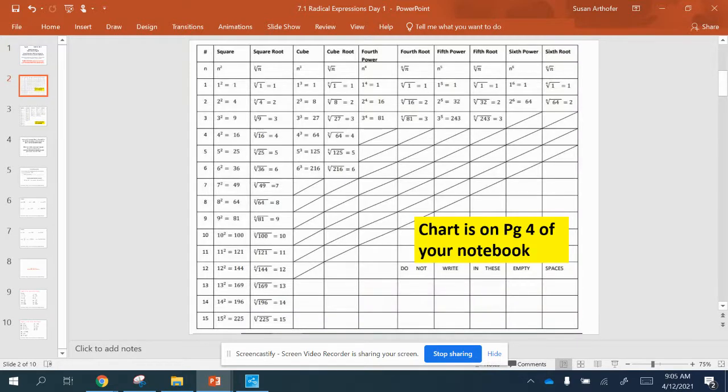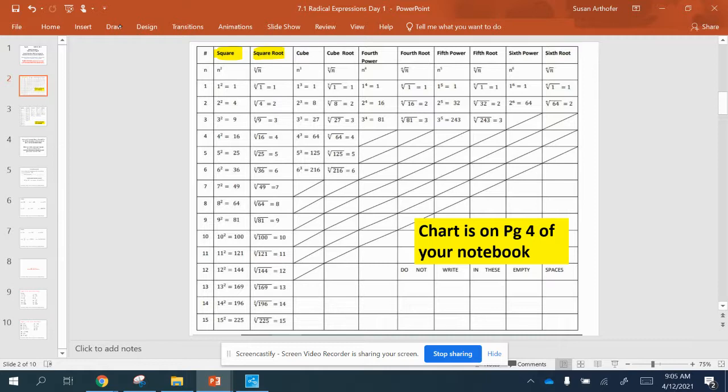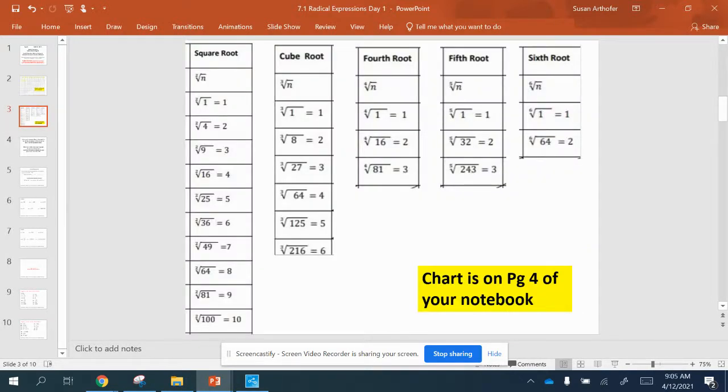Okay. So I want to make sure that you know that this chart is available to you. It is on page 4 of your notebook. It has two things on it here. It has both the square and the square root. So like 2 squared is 4, square root of 4 is equal to 2. So it has the cube and then the cube root. 4th power, 4th root. 5th power, 5th root. 6th power, 6th root. So on the next page here, I just made the columns a little bit bigger because I want you to focus on the square root, cube root, 4th root, 5th root, and 6th root.